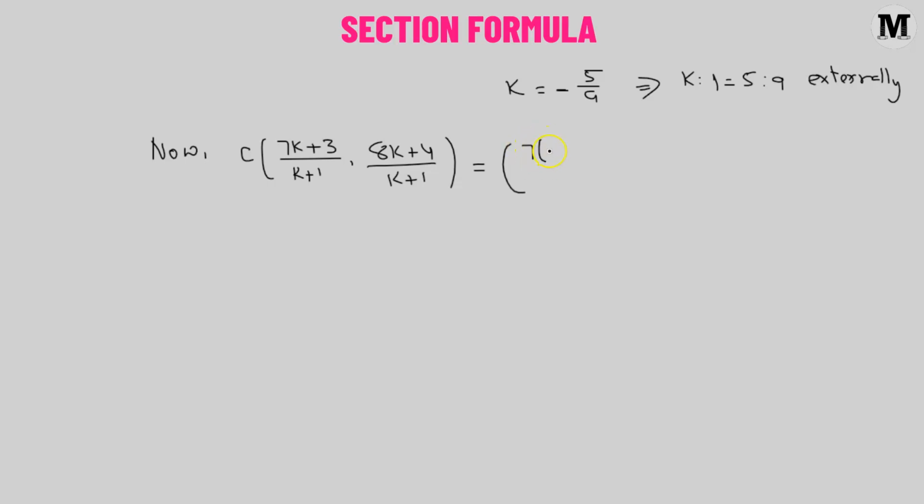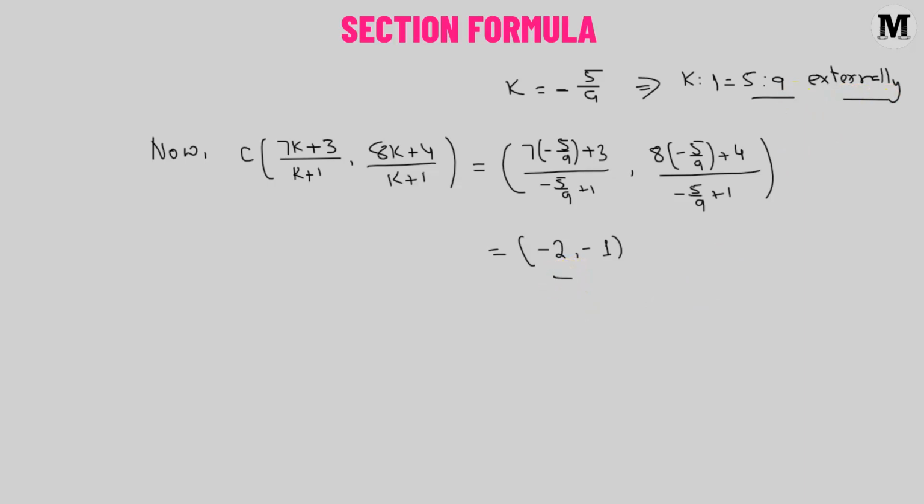So we have 7 multiplied by negative 5 over 9, plus 3, divided by negative 5 over 9 plus 1. And for the y coordinate, we have 8 multiplied by k, so negative 5 over 9, plus 4, divided by negative 5 over 9 plus 1. When you solve this, we get the x coordinate as negative 2 and the y coordinate as negative 1. That means the line divides the points A and B in the ratio 5 is to 9 externally, and the coordinates of that point are (-2, -1).